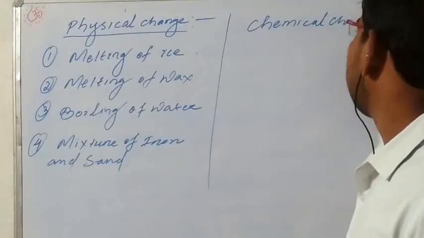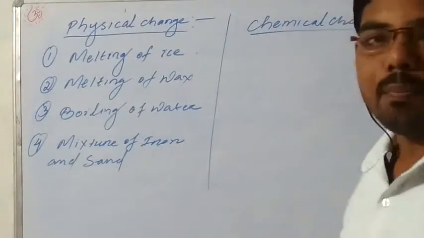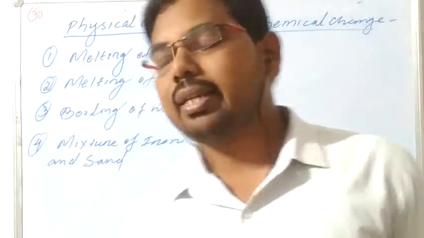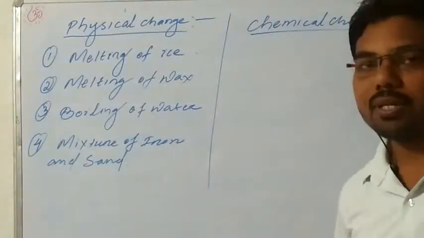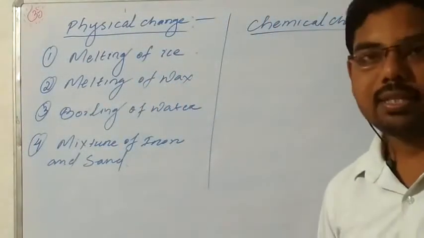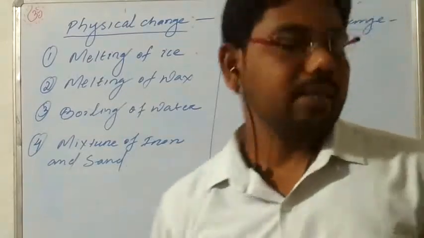So chemical change is a permanent change in which a completely new substance will be formed. Okay, in the chemical sense, a completely new substance will be formed, and it is not a reversible change.